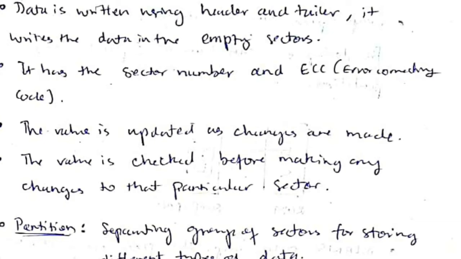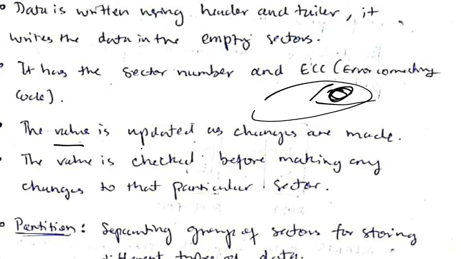Okay, and whenever we make a change in the data in any part of the sector here, at that time we'll update the value of the sector number and the error correcting code value. Okay, these both values will be updated whenever we make any change to the data.